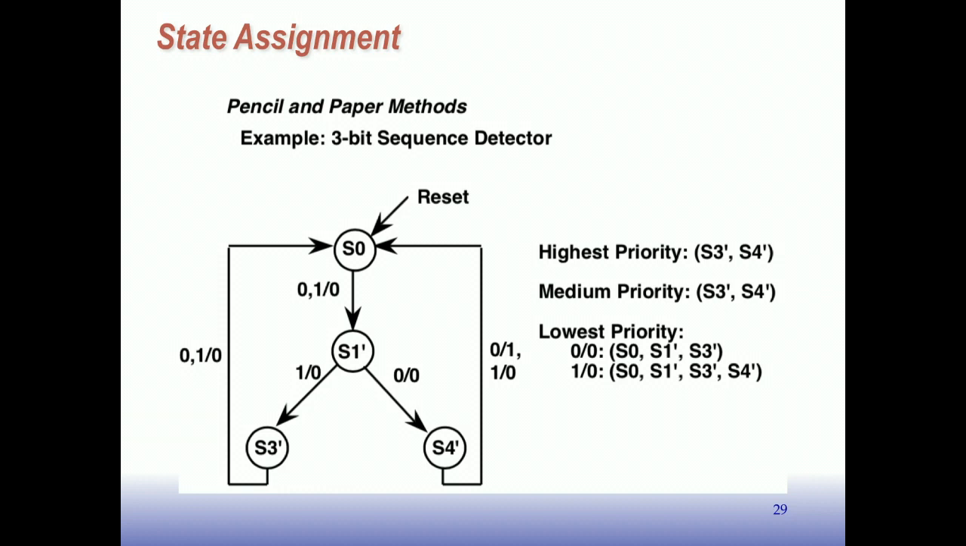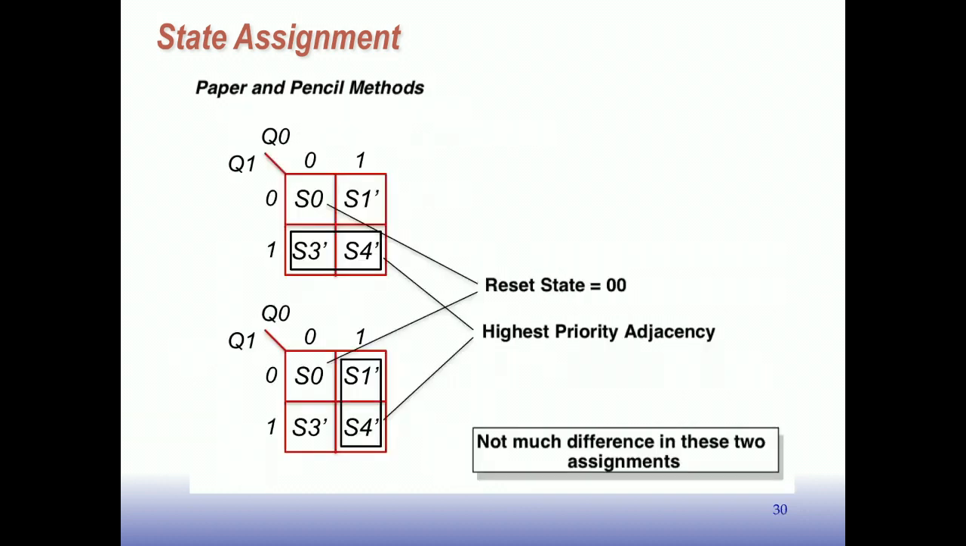Sometimes there's conflicting assignments, but in this case, we can again use a Karnaugh map type structure to look at the four states. And so there's two different equivalent assignments in this case. We know we want S3 and S4 to be adjacent to one another, so we can get that this way or this way. And there's not much difference in the two this time. These two are about the same.